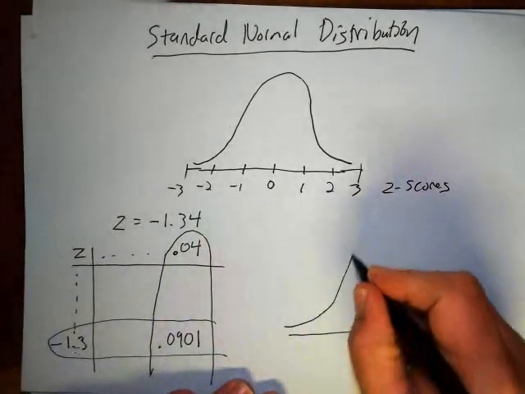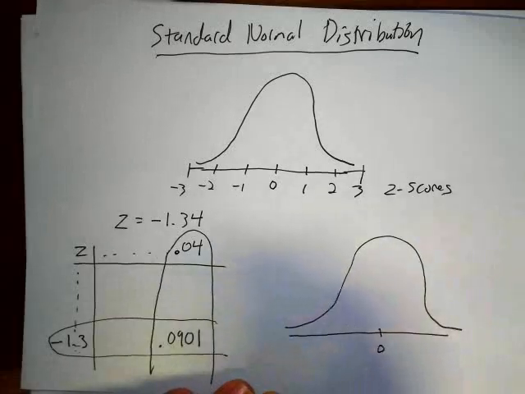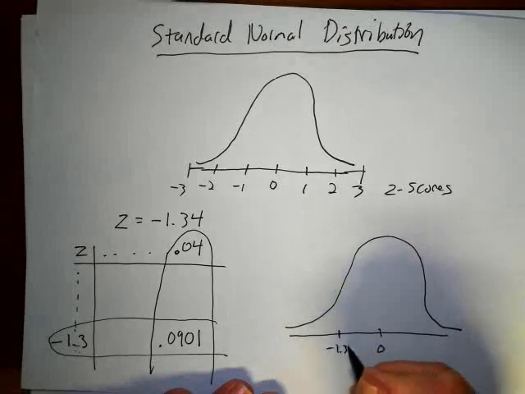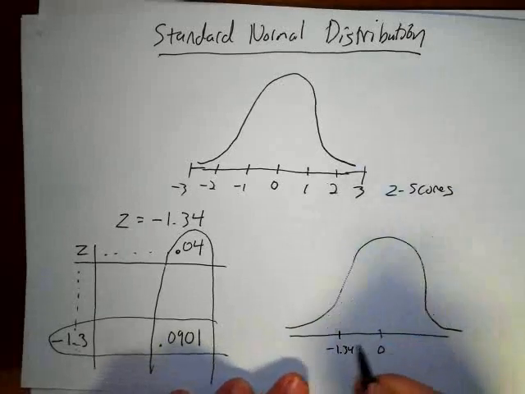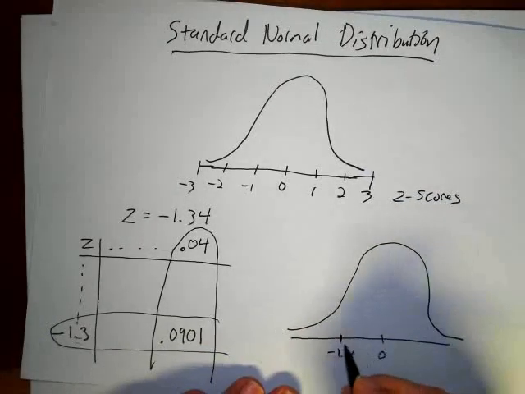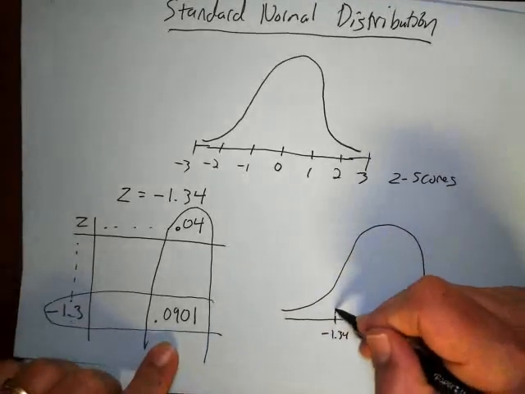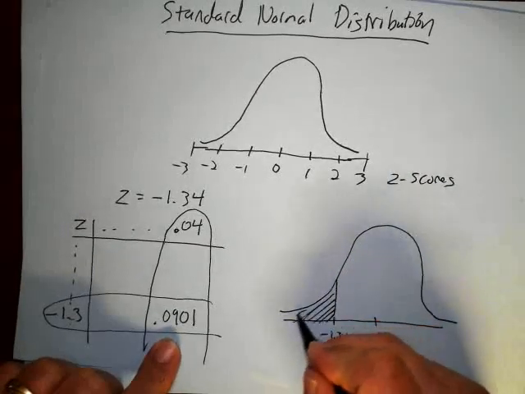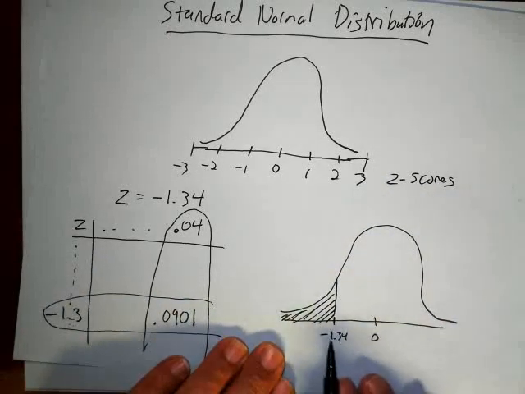Okay, so here's my normal distribution. There's 0 in the center. And then the -1.34 would be below the mean, maybe about there. Okay, because it's like 1, 2, 3 standard deviations below. It doesn't have to be perfect, but that's kind of about where it would be. And so what this number represents is the decimal form of the percent of the population that lie below this particular z-score.